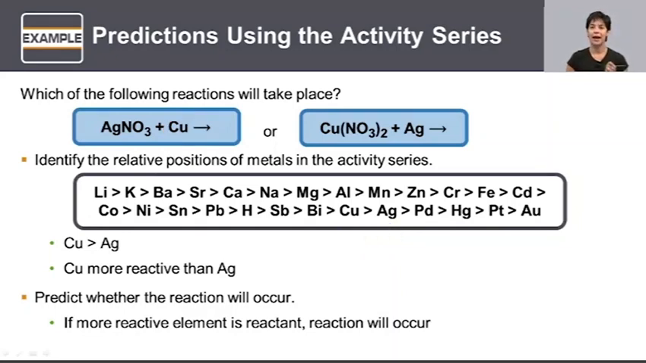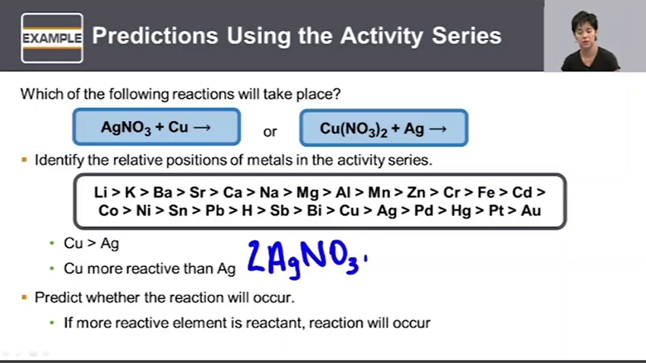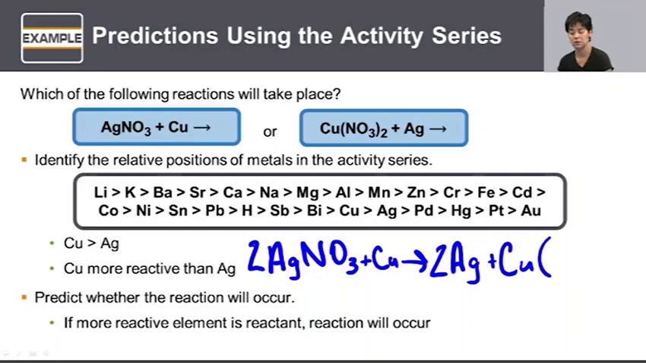Let's look at how that equation will look. So I've got the silver nitrate and the copper coil. And after my reaction, I'm going to have that new element of silver. There we are.